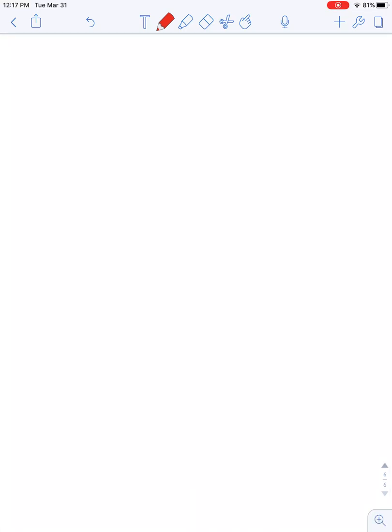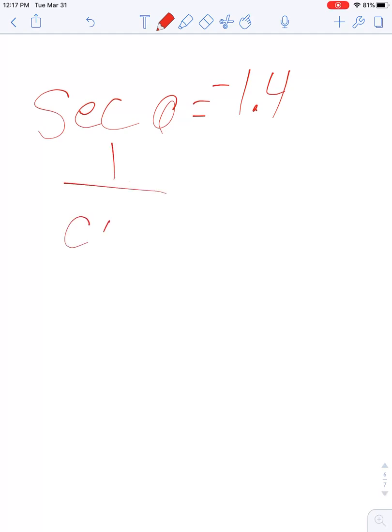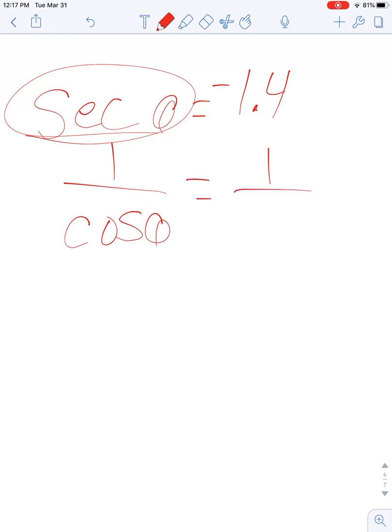Okay, so now we're going to look at something where we don't have the calculator button. So secant of theta equals negative 1.4. We don't have the secant button, but what do we know? We know secant is equal to 1 over cosine. So the reciprocal of this is 1 over cosine. I'm just going to take the reciprocal of this. That's the easy way to think of this.